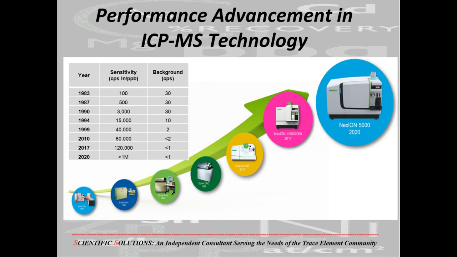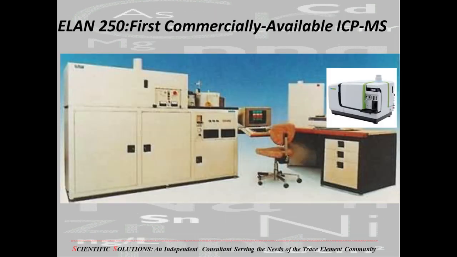In addition, the background levels have been lowered from about 30 counts per second to less than 1 count per second. And with the development of collision and reaction cell technology in 1999, the reduction of polyatomic and molecular spectral interferences has been significantly enhanced.